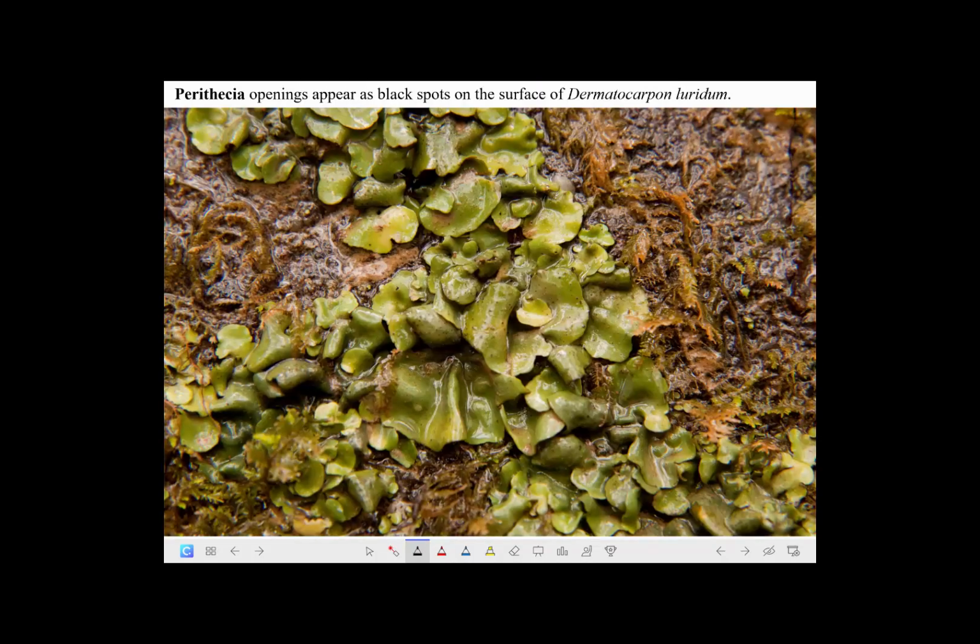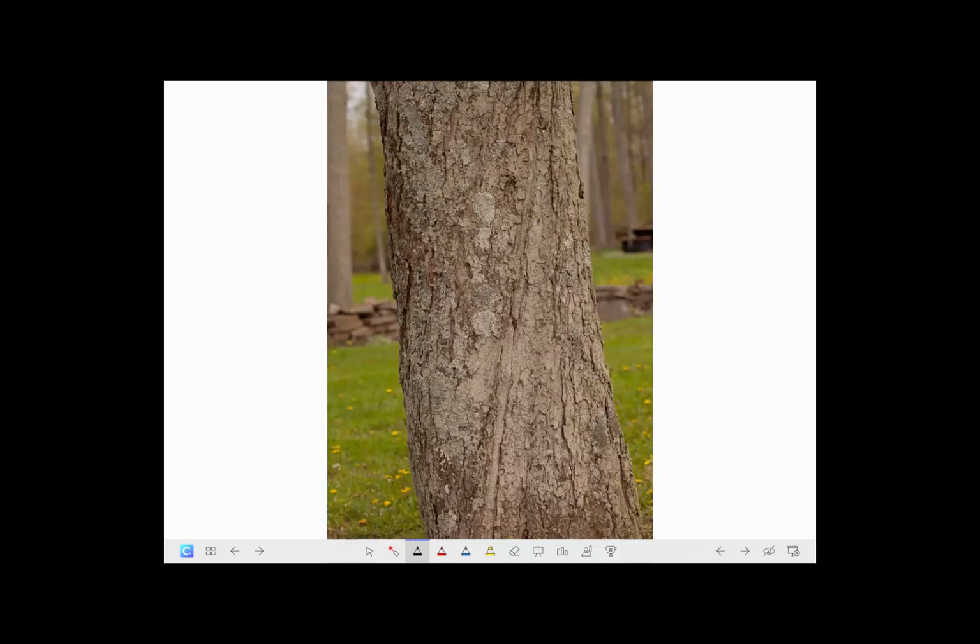Here's a lichen that produces spores, but you couldn't really tell by looking at it very casually because there are black dots on the top that are the openings of the perithecia. So there are flask-shaped, spore-producing ascocarps immersed in the tissues of this lichen, and the spores somehow ooze out of the little pores on the top. And you can only tell that with a microscopic view.